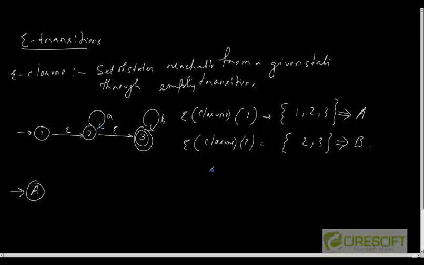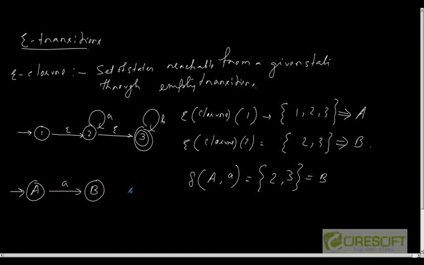Okay, so let me write it down. The transition function of A with respect to A will be what? First I can make an empty transition to 2, consume A and remain there. So 2 will be one state, and again I can make a further empty transition to reach 3. So 3 can also be a reachable state on consuming A. So delta of A with A is 2, 3, and 2, 3 is the state B. So with A, I go to state B. Understood?